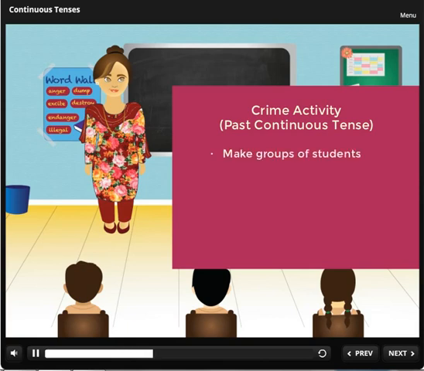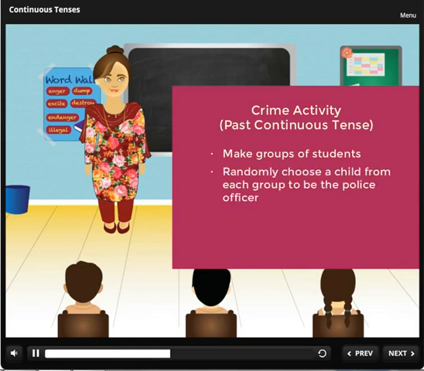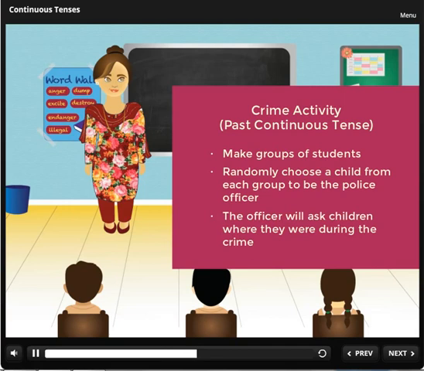Divide the class into groups and appoint one person in each group as the police officer. The police officer has to ask different students what they were doing during break. The students must respond in the past continuous.